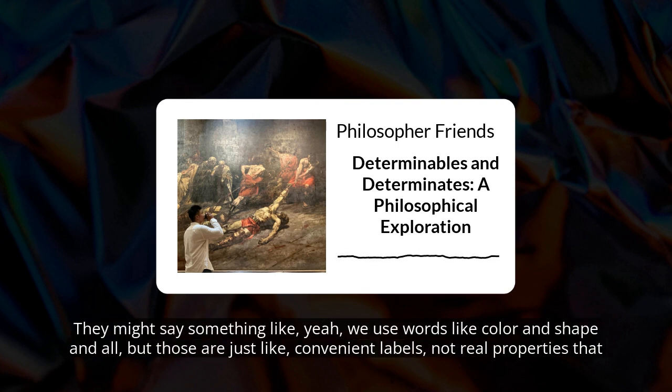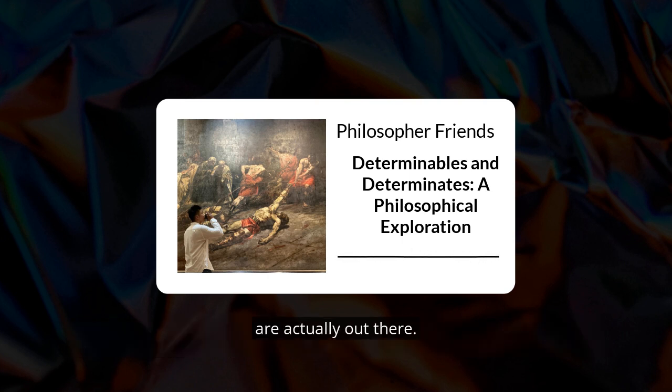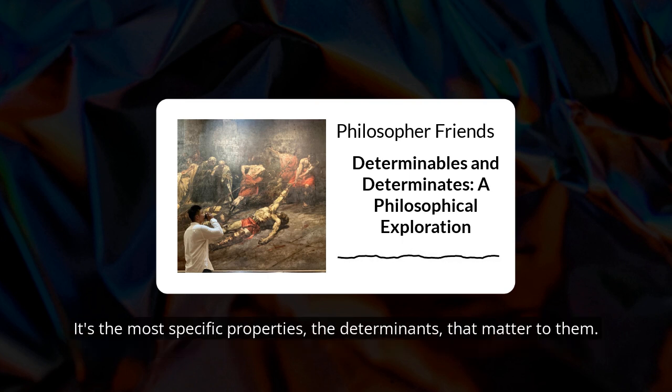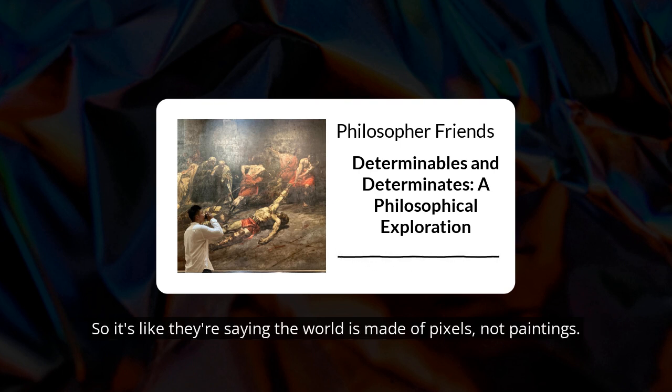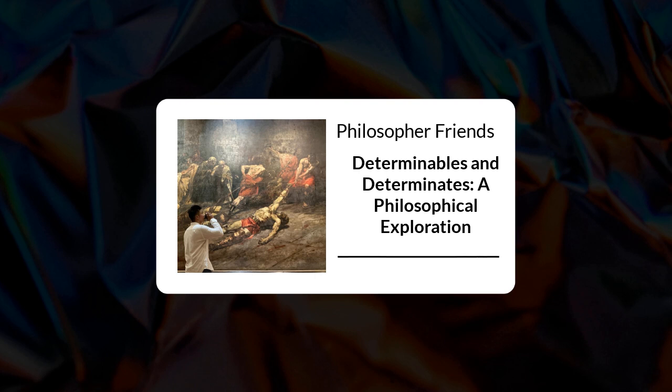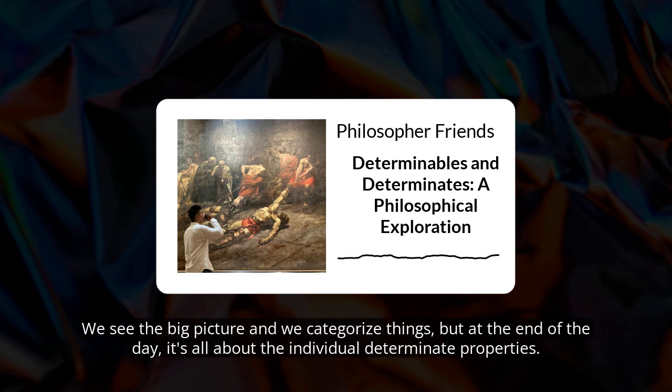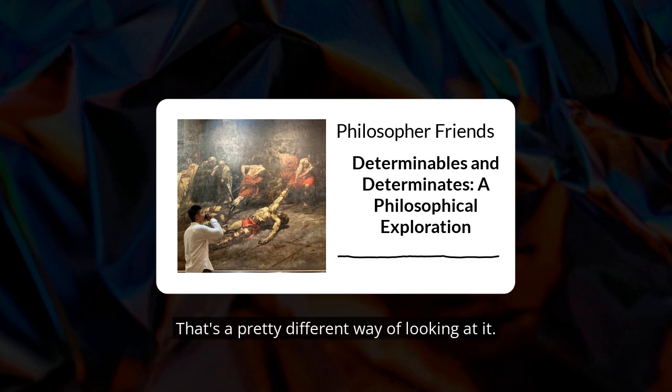They might say something like, yeah, we use words like color and shape and all, but those are just convenient labels, not real properties that are actually out there. It's the most specific properties, the determinates, that matter to them. So it's like they're saying the world is made of pixels, not paintings. We see the big picture and we categorize things, but at the end of the day, it's all about the individual determinate properties. That's a pretty different way of looking at it.